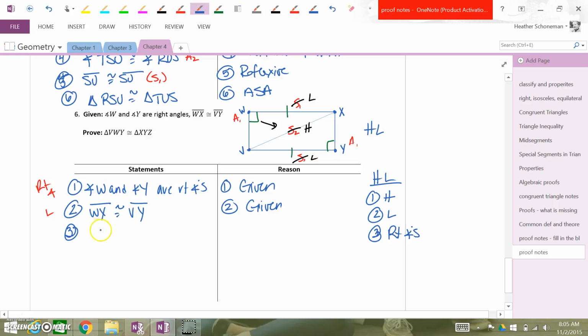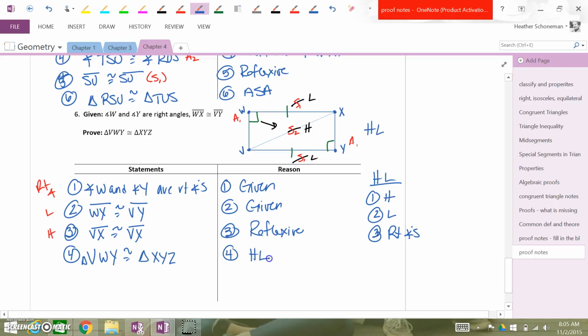And the third fact is that reflexive one. VX is congruent to VX, the one in the middle. And that is the reflexive property. And this gives me my hypotenuse. And now that I've got my 3 facts, now I can make my conclusion that triangle VWY is congruent to triangle XYZ, and my reason is hypotenuse leg.